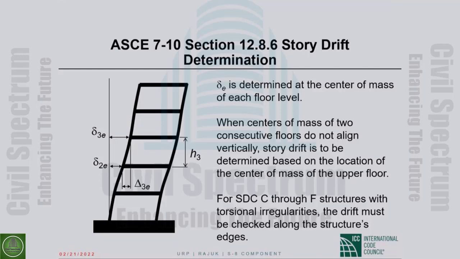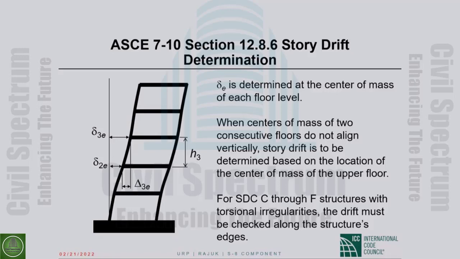Okay, so when centers of mass of two consecutive floors do not align vertically, story drift is to be determined based on the location of the center of mass of the upper level. You go with the center of mass of the upper level and a point vertically below that center of mass on the level below.